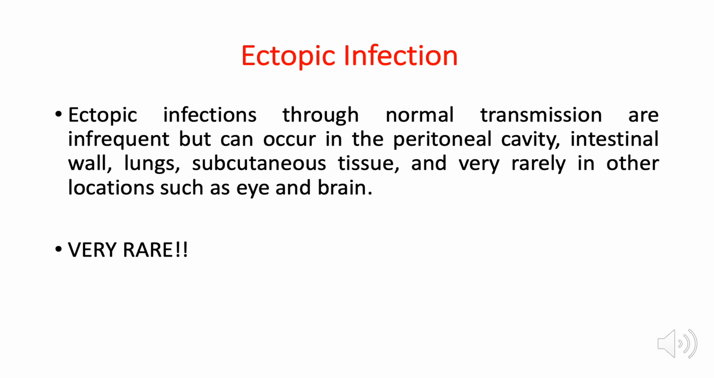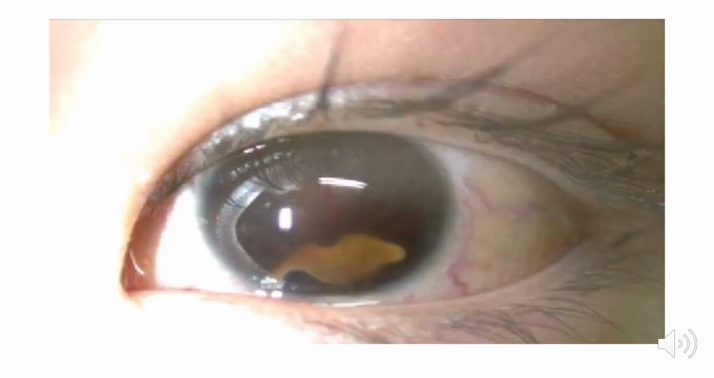Ectopic infections with Fasciola are infrequent but can occur in the peritoneal cavity, intestinal wall, and lungs, especially if they pierce through the diaphragm to gain access into the pleural cavity. Some of them can even reach the eye and the brain. This is a case of ocular fascioliasis. You can clearly see within the eye of this patient the adult worm with the cephalic cone.